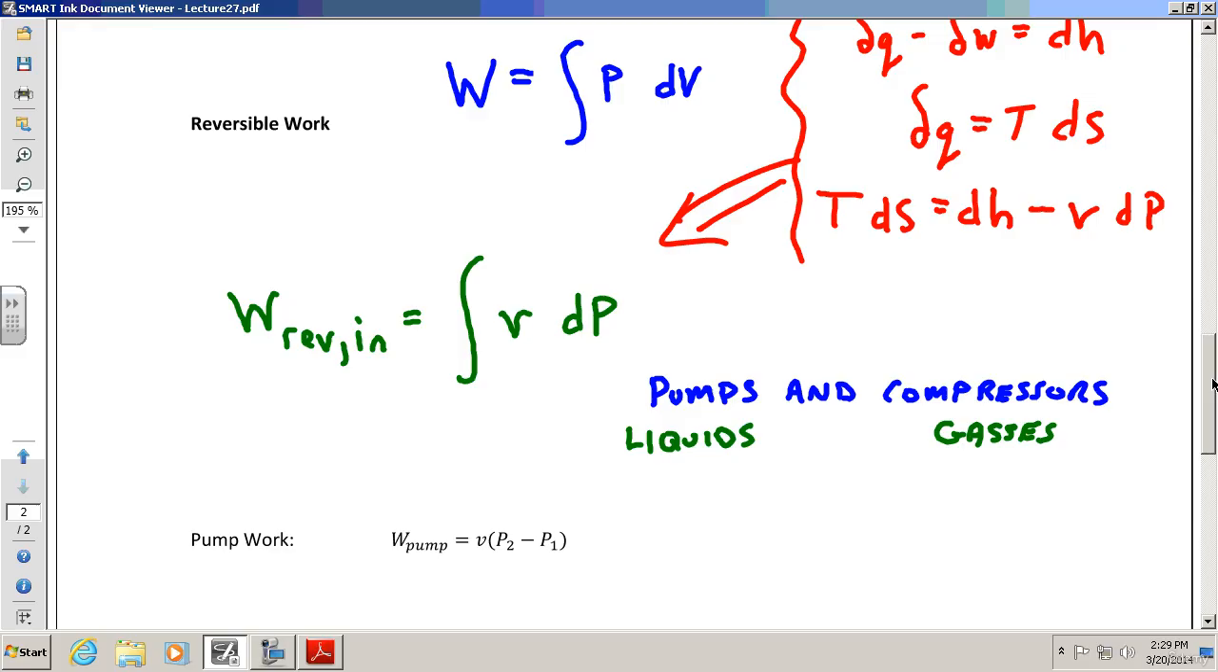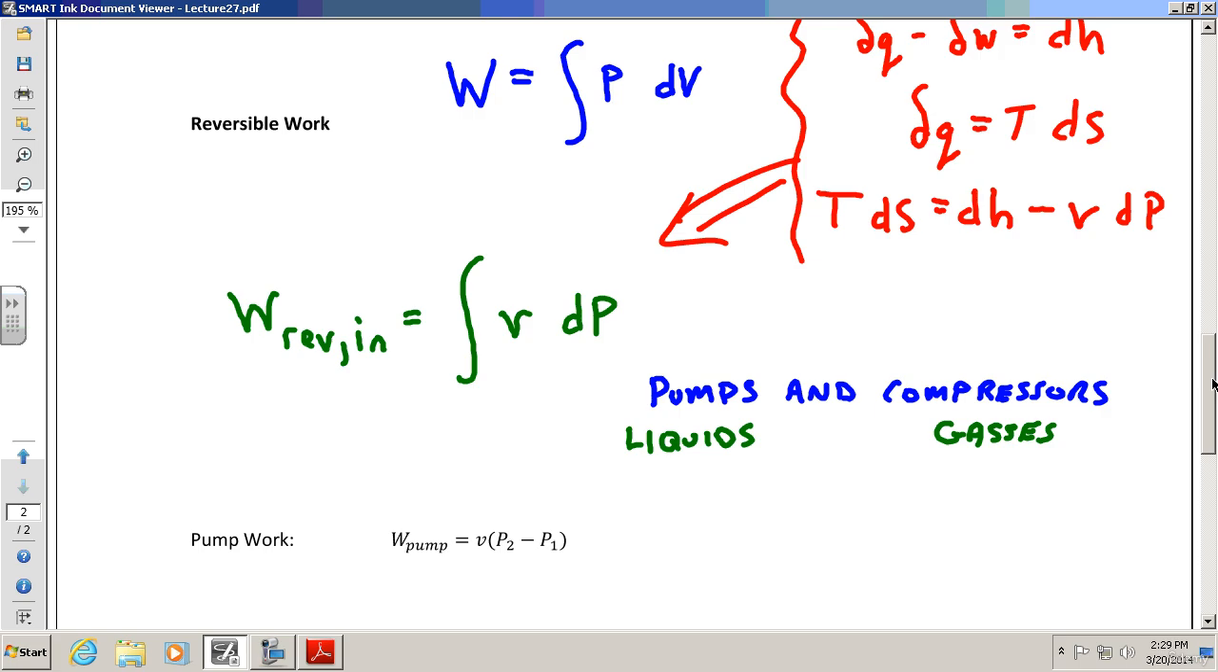Because what you're doing with a steam power plant is basically a cycle, okay? And we're going to get into the steam power plant cycle after spring break, okay? But there's two parts to a steam power plant cycle that are really important. There's the turbine and there's the pump, okay? The turbine gets work out of the steam, okay?